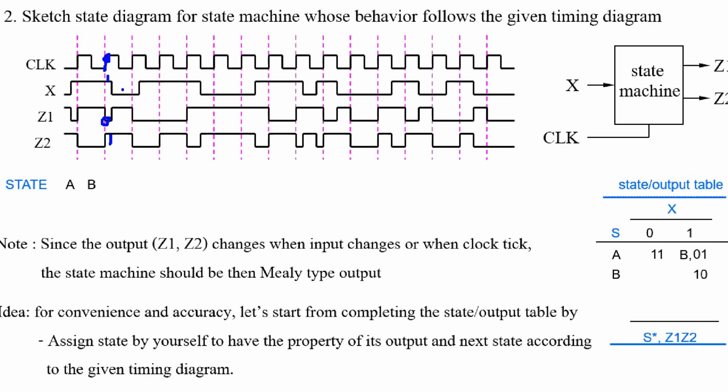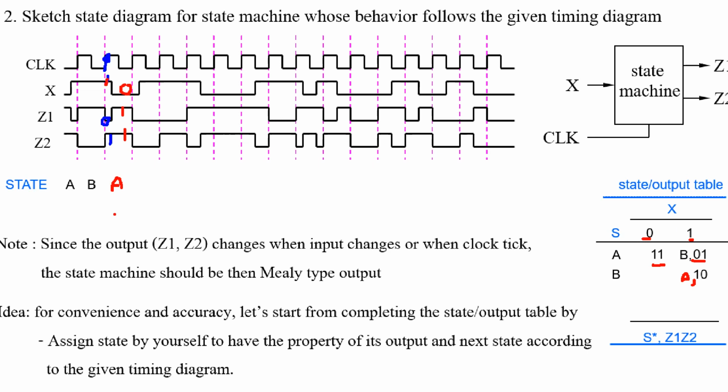When x is 0, output is 1, 1. When x is 1, output is 0, 1. When x is 0, output is 1, 1. So it can be state A, right? If it can be the previous present state, you can use it to minimize the number of states. So in this case, sorry, this one is A. B changes to A when x is 1. So you can fill this. B changes to A when input x is 1.